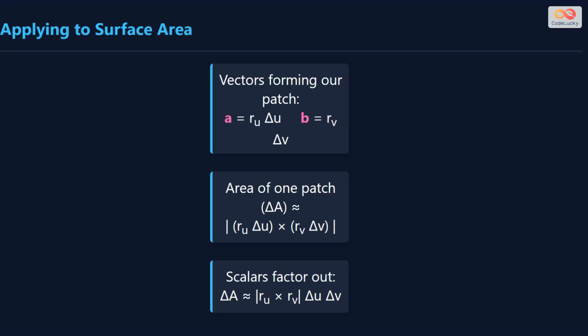Let's apply this to our problem. Our parallelogram sides are the scaled tangent vectors. When we take the cross product, the scalars delta u and delta v can be factored out. So, the area of one tiny patch of our surface is approximately the magnitude of r sub u cross r sub v, multiplied by delta u and delta v.